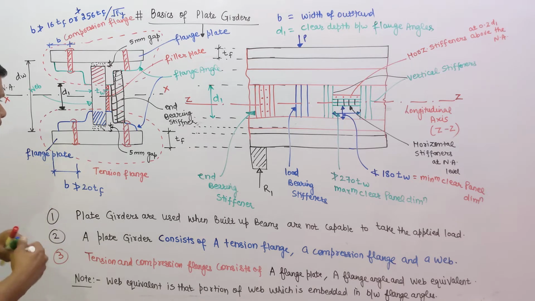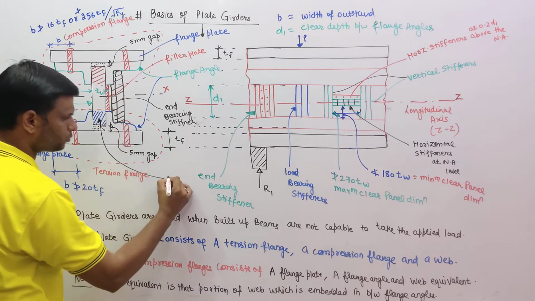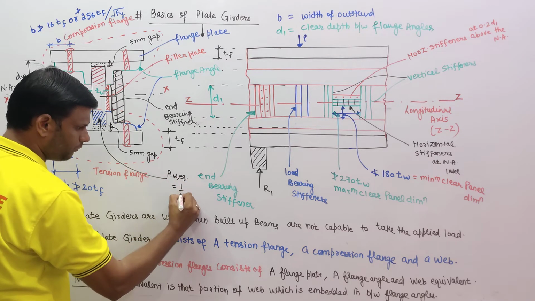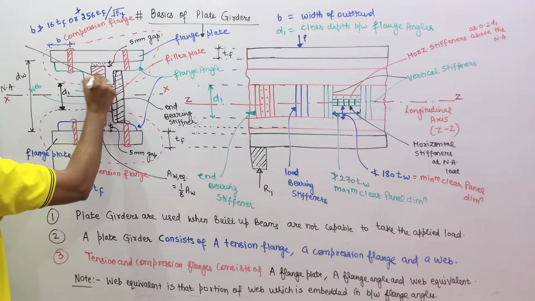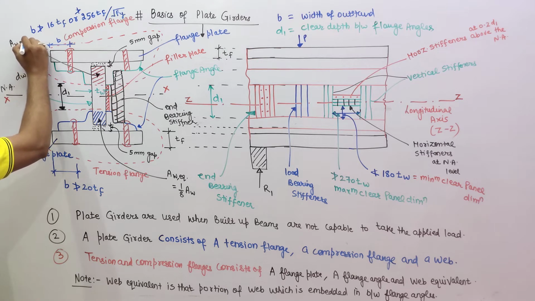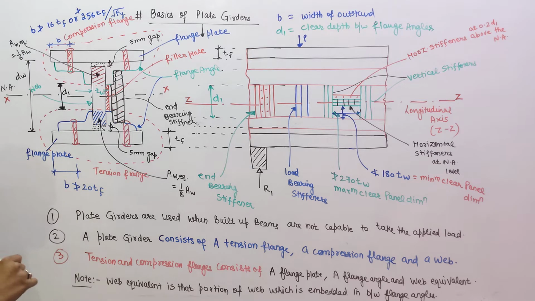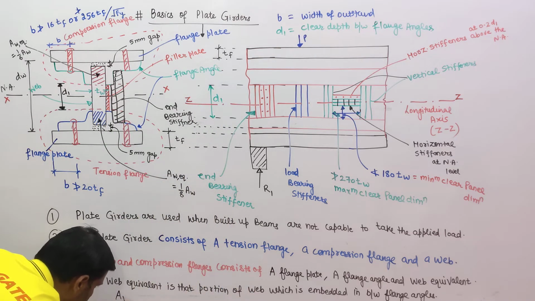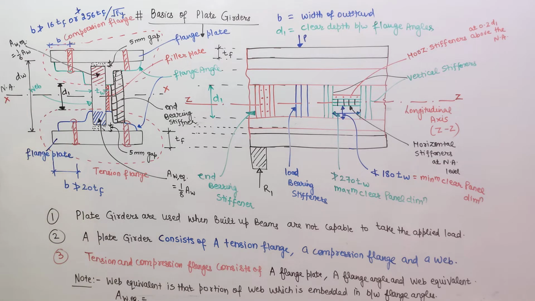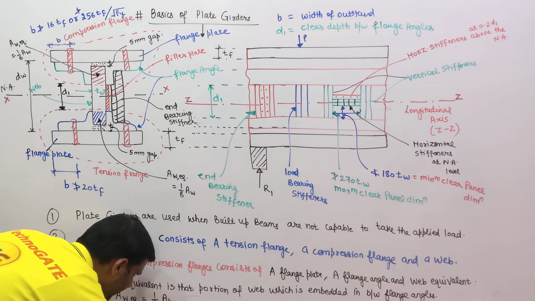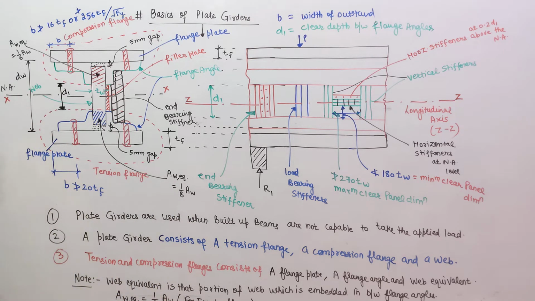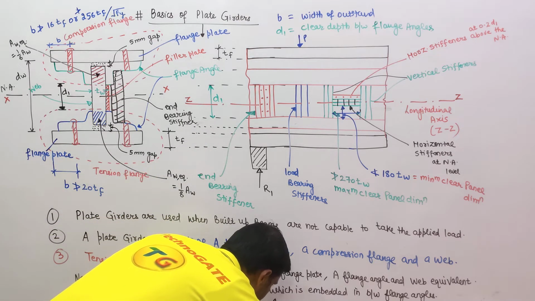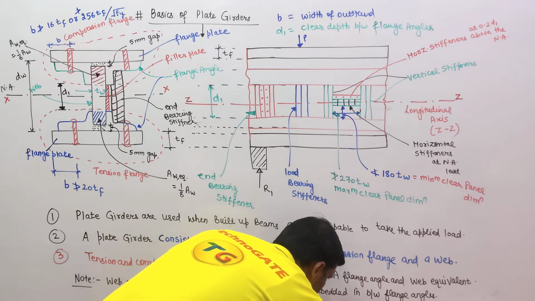For the tension flange, the area of web equivalent is equal to 1/8 times of total area of web. Please be careful. And for compression flange, the web equivalent area is equal to 1/6 times of total area of the web. So if I am writing down, area of web equivalent is equal to 1/8 times of area of the web for tension flange, and area of web equivalent is equal to 1/6 times of area of web for compression flange.